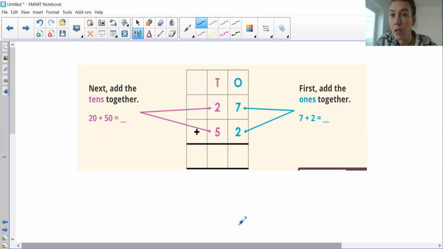Okay, then we are transferring those numbers over to the column method. So it says first add the ones together, always do the ones together. So 7 add 2, 9. And then we've got 2 add 5, but it's not 2 add 5, it's 20 add 50. 20 add 50, we've got 70. So it's 79 altogether.